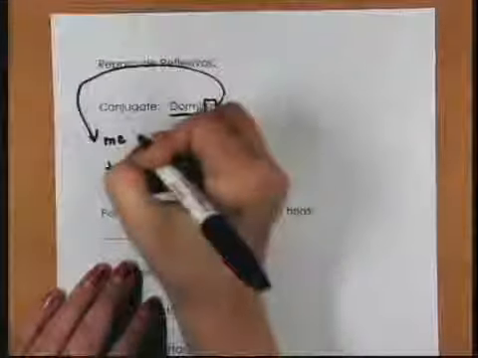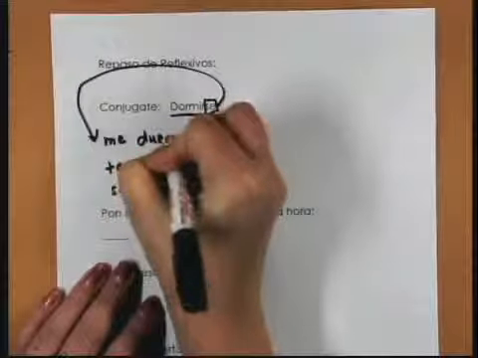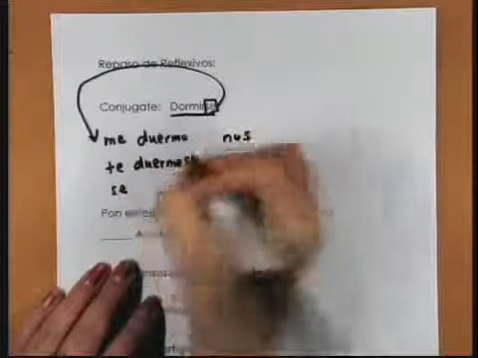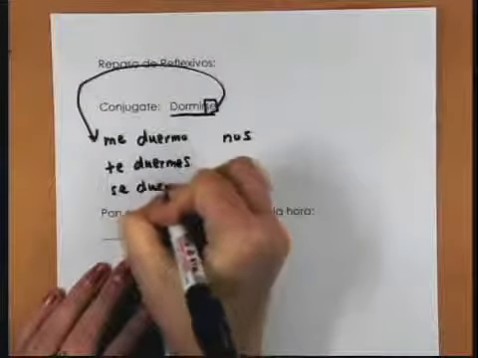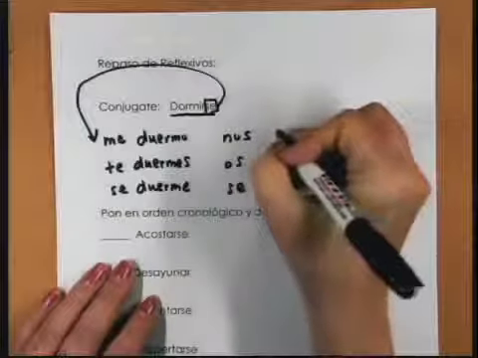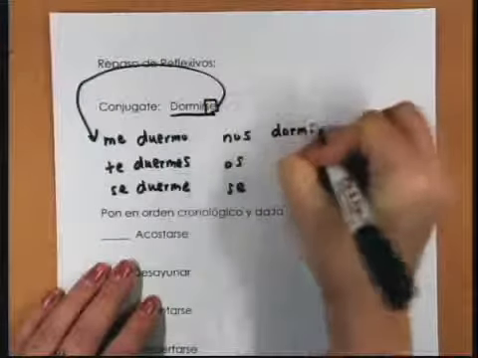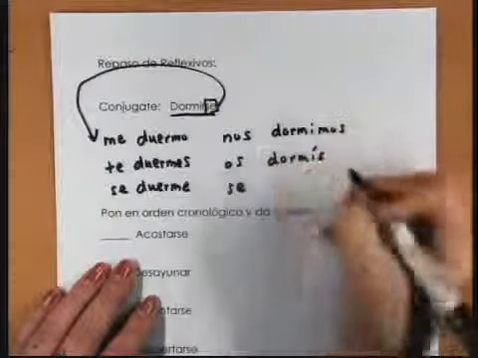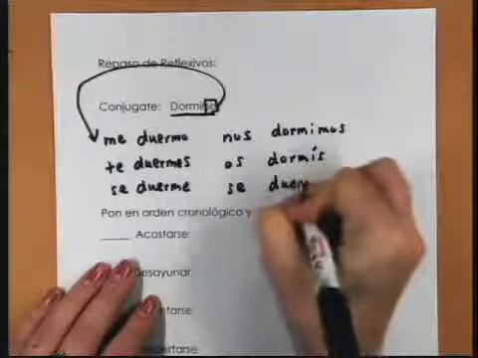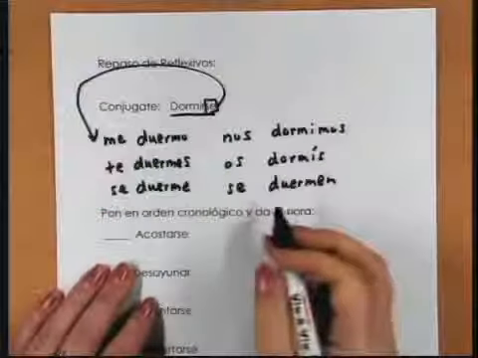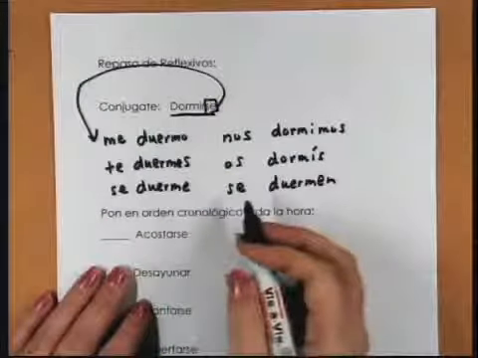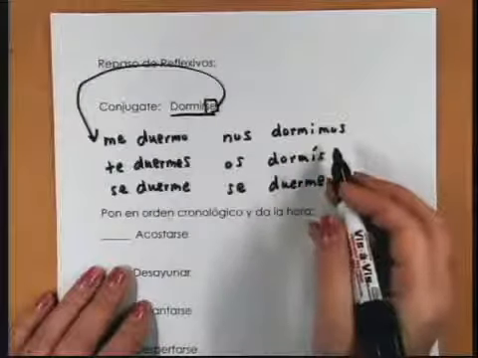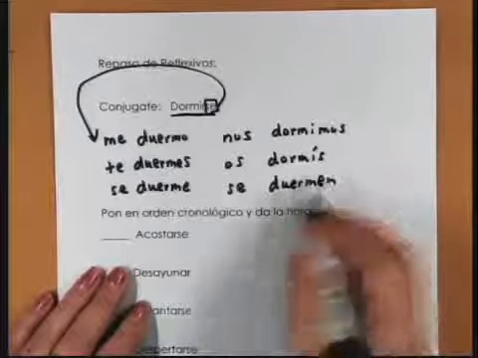So yo me duermo. Tú te duermes. Él se duerme. Nosotros nos dormimos. Vosotros os dormís. Se duermen. Repite, me duermo. Te duermes. Se duerme. Nos dormimos. Os dormís. Se duermen.